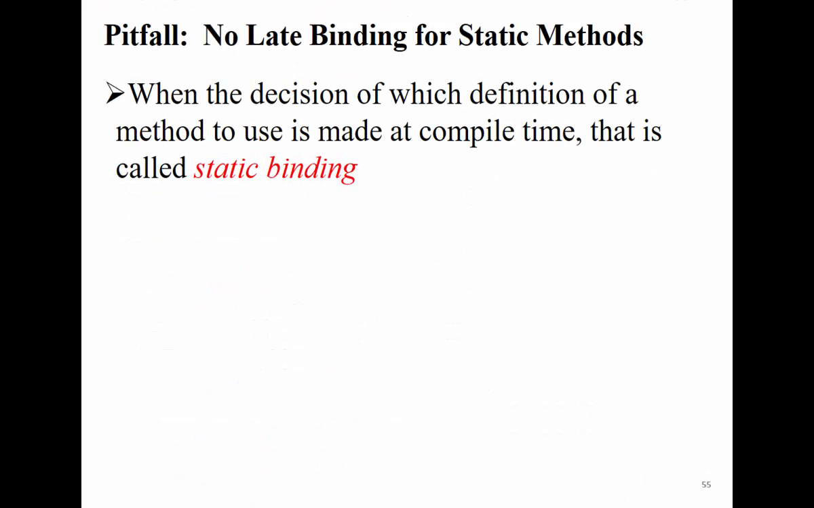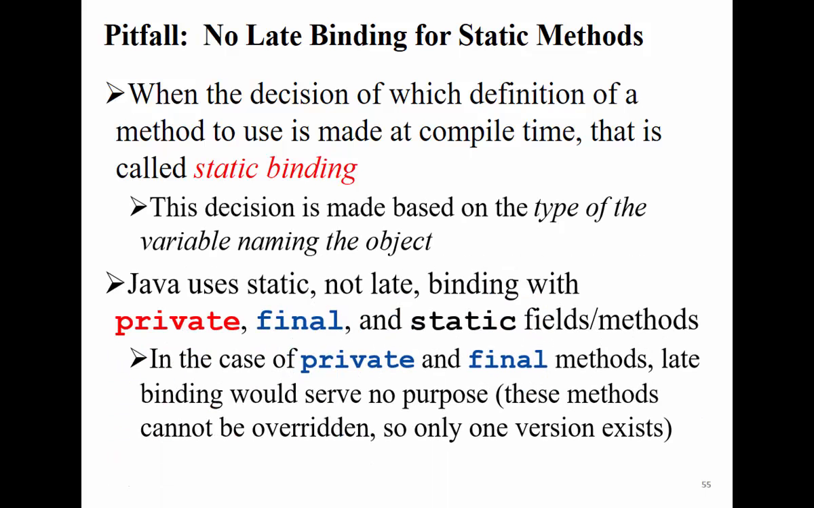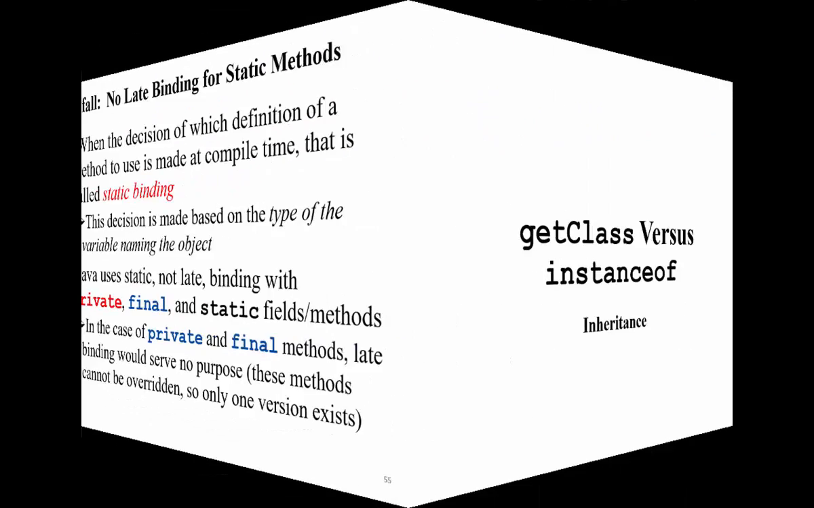Again, I'm highlighting this because many of the students got confused about late binding with a static method. There's no late binding for static methods. Everything is done at the compilation time. Just to remind you again: private methods, private fields, final methods, final fields, static methods, there's no late binding with these. If you have private fields or private methods, there's no late binding. Static methods, static fields, there's no late binding with these.